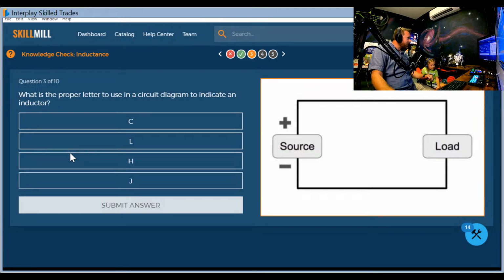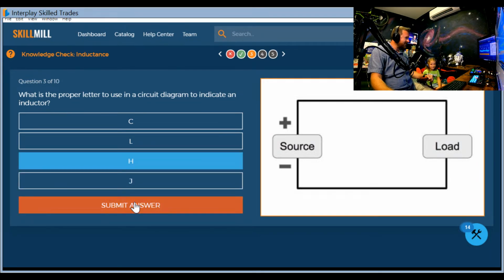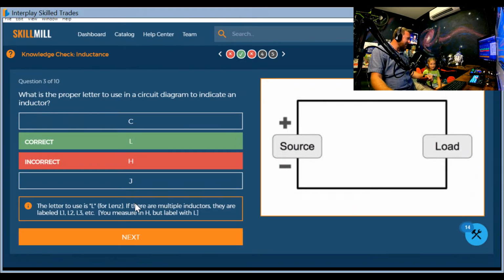What is the proper letter to use in a circuit diagram to indicate an inductor? What do you think it is? H. H? Why? Because the mouse went over H? Is that why you say that? Yeah. Oh, let's see. I. What? What does I look like? An L. Oh, yeah, I guess so.